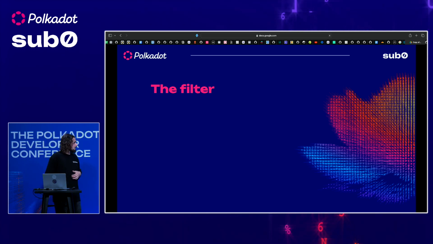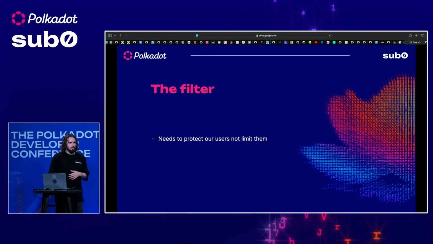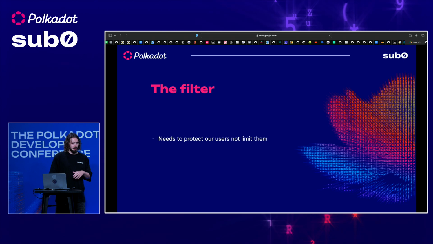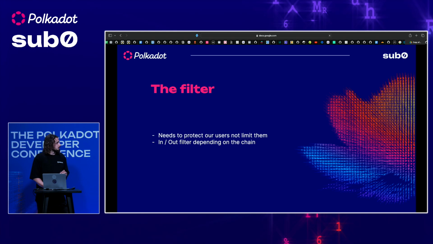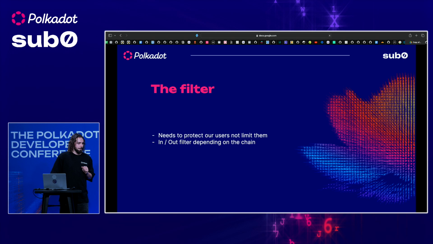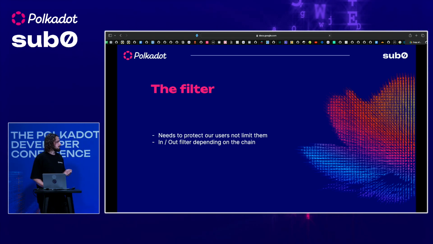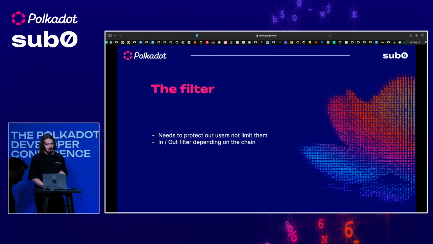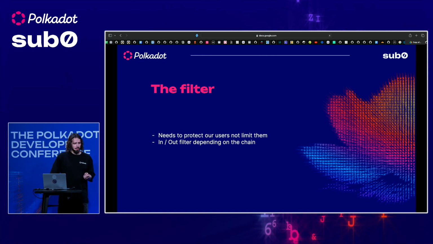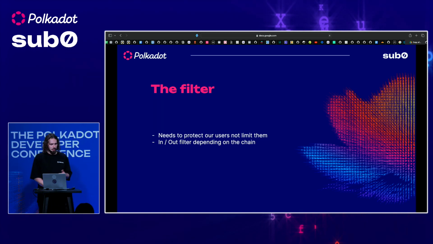We didn't talk about this. The filter should protect users. It should not limit them. It should be set to something that normally wouldn't get triggered, and this is only meant to protect from some extreme situation. You can have inbound and outbound filters. It depends on your use case. For bridges, maybe it's more important for you to protect the outbound filters, but for something like a DEX, it might be more interesting to have inbound, or maybe both.